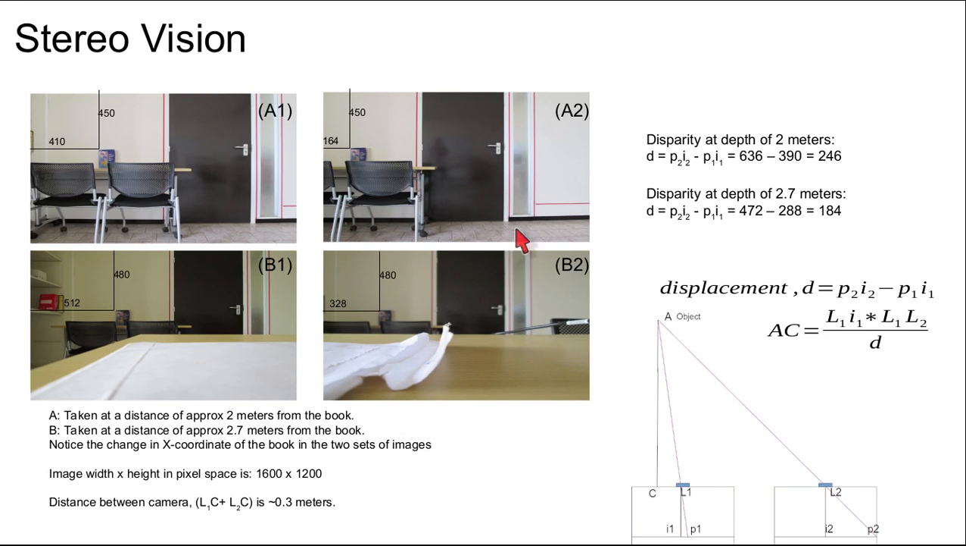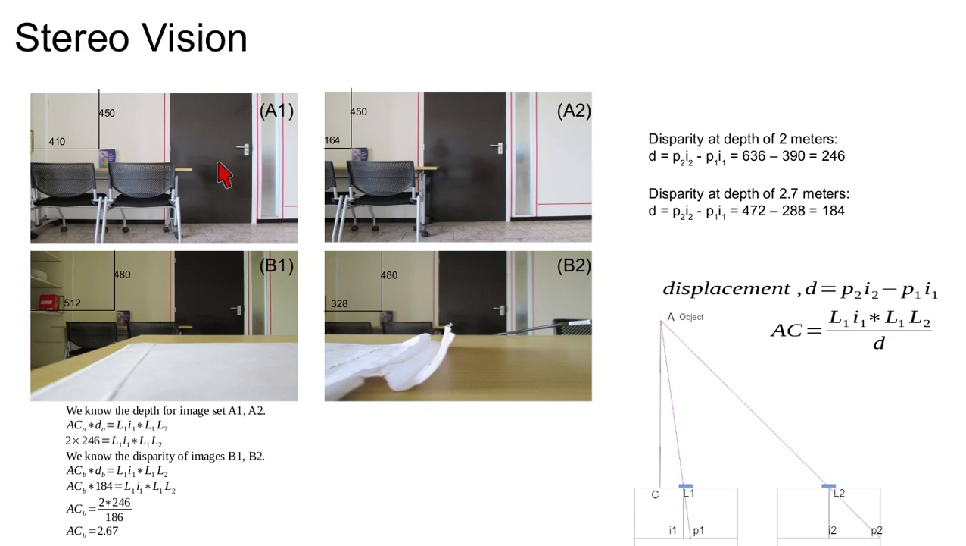If we analyze these images to figure out how this top edge of the book is oriented in these images, we will see that this edge is at a distance of 410 pixels from the left hand side of image A1. Similarly, the edge of the book in this image is at a distance of 164 pixels in image A2. The disparity therefore is 246 pixels. Similarly, in this image B1, B2, the disparity is 184 pixels.